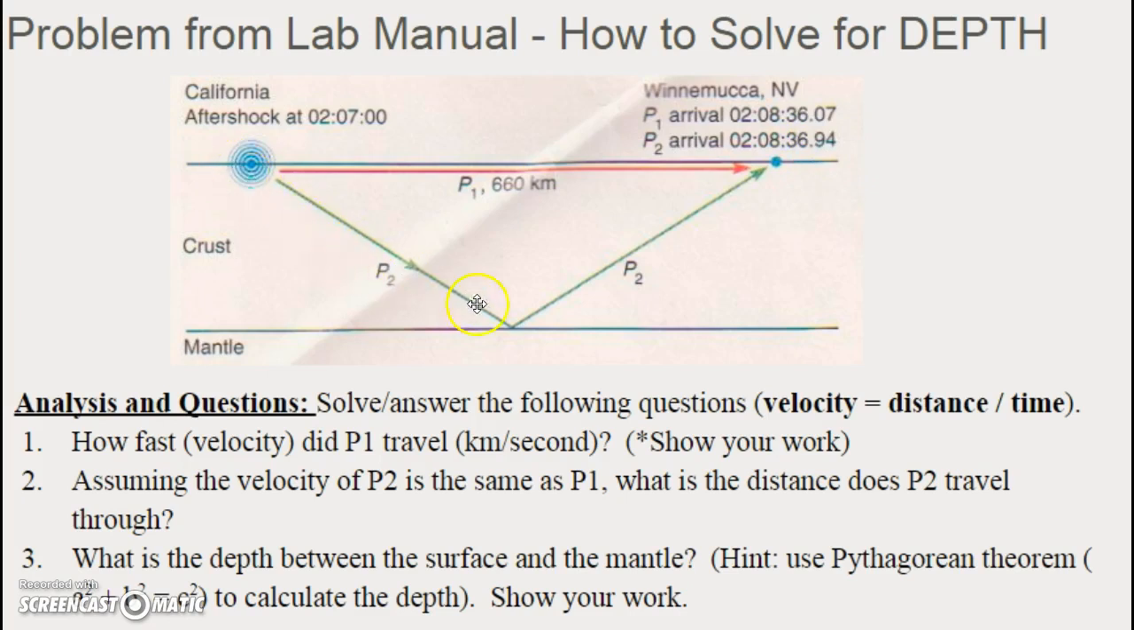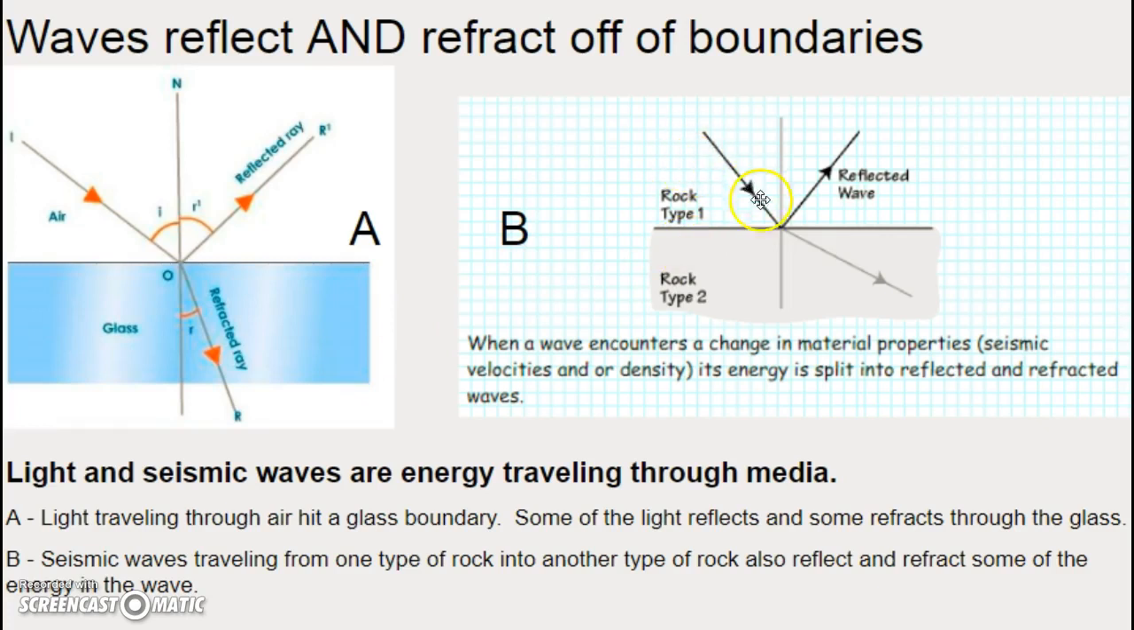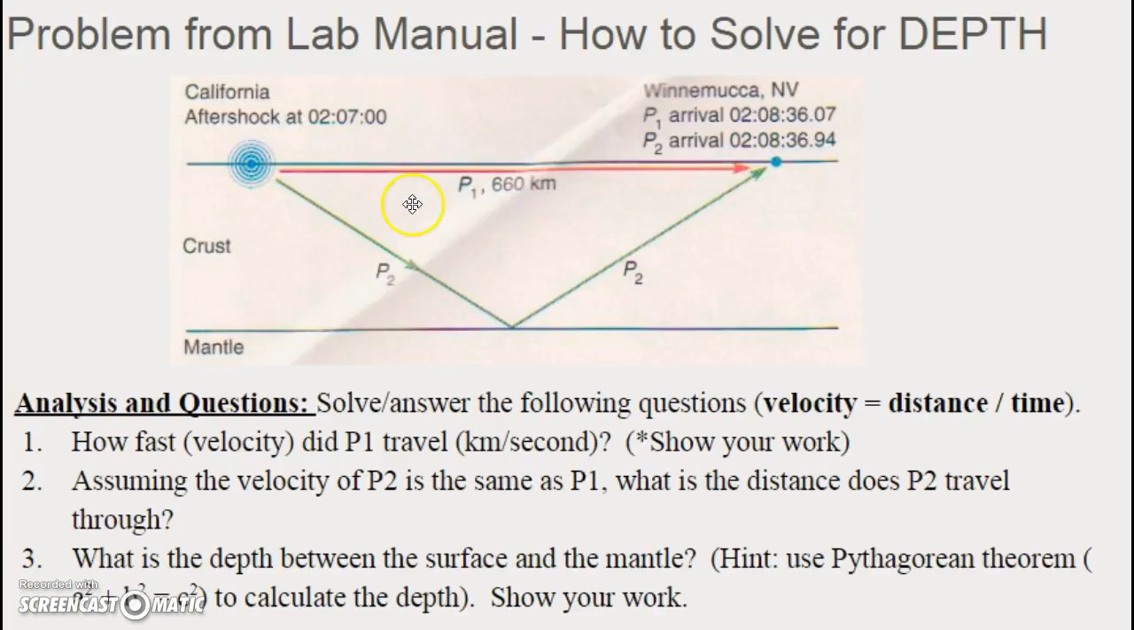But that wave tried to travel here to the crust mantle, to this mantle boundary, and some of it's going to reflect. Remember, we're applying the principle here that waves are going to both reflect and refract. We want to pay attention to the reflected ray. So we're going to assume that the velocity of P2 is the same as P1. We're going to solve for the distance. We need to solve for this distance of P2. And then lastly, we're going to determine what's the depth of the surface of the crust and mantle.